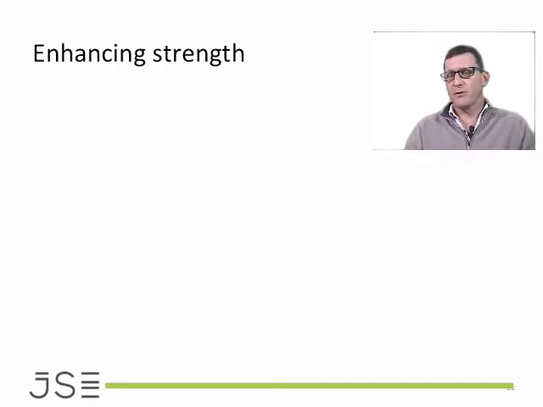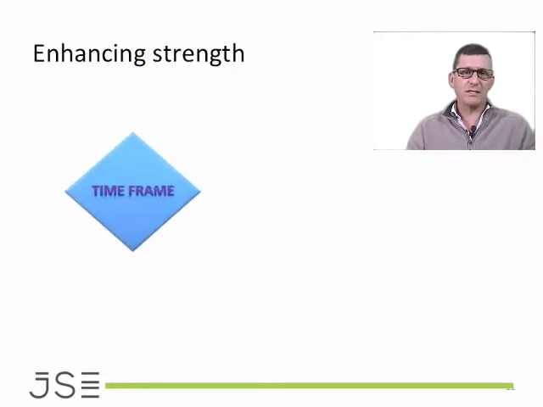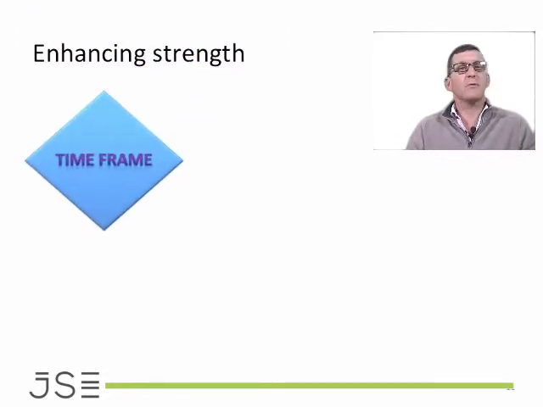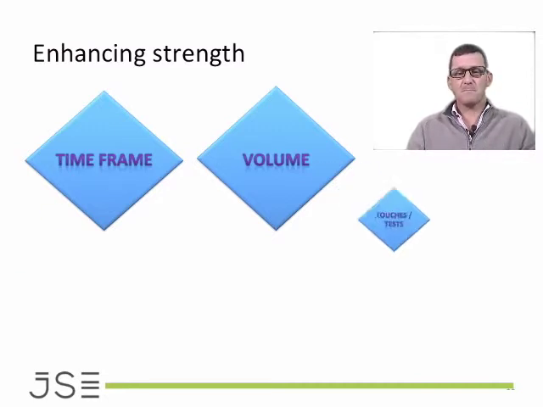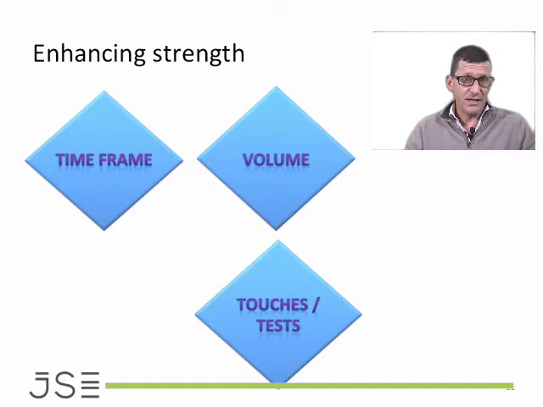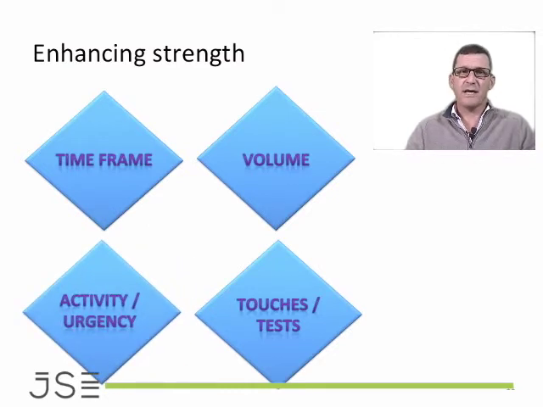So just like the support level, the resistance level is exactly the same. There are four factors that influence the strength of this. That is the time frame. The longer the time frame, the more important that resistance level is. The volume: the higher the volume that is traded on that particular resistance, the stronger that resistance becomes. Thirdly, the number of touches or the number of tests that price has on that particular level. The more tests and the more touches, the stronger that level becomes. And of course, as explained in topic 1, the activity and the urgency between the buyer and the seller also enhances the strength of that particular resistance level.